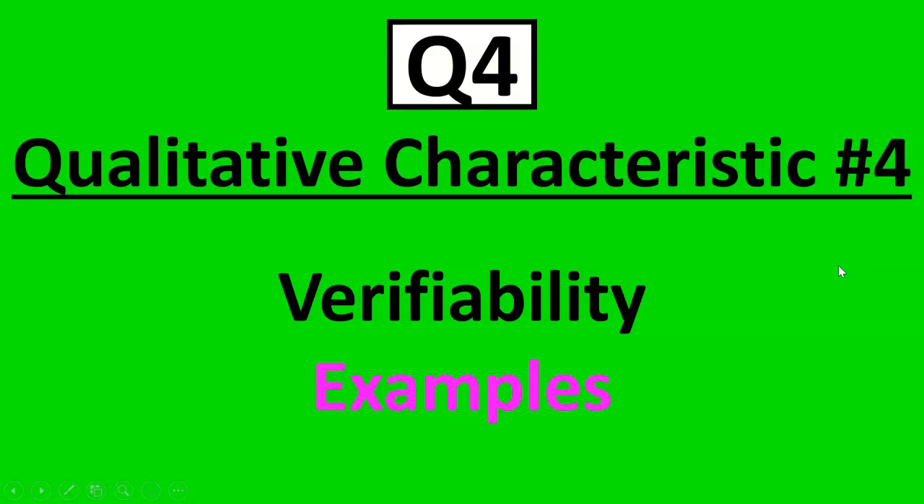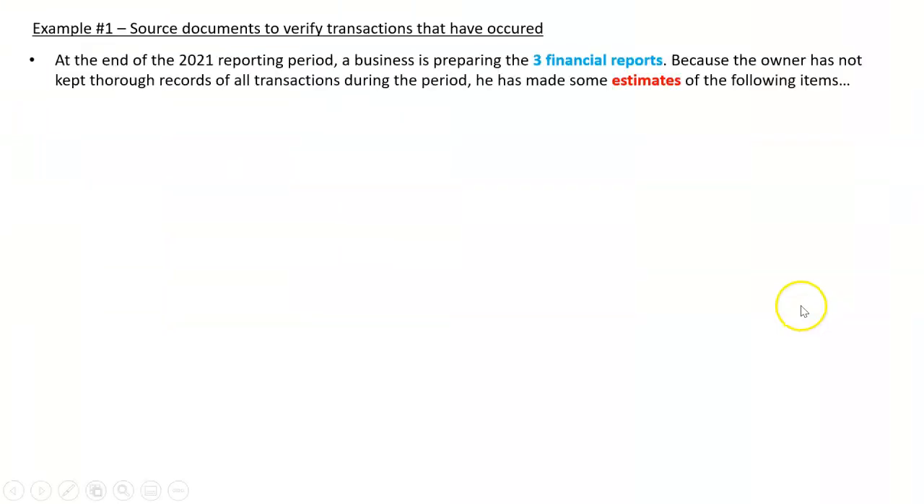Let's look at some examples of our fourth qualitative characteristic, Q4, which is verifiability. The first example we'll look at is that we've always got to have source documents to verify or prove transactions that have occurred.